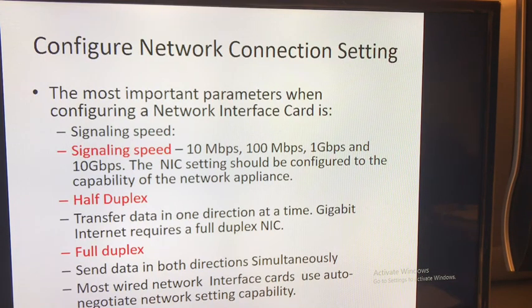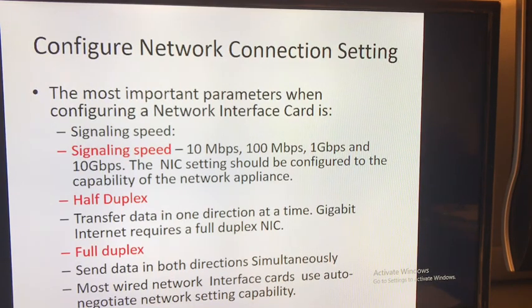So suppose you have a switch that is a gigabit switch, and you have an old network interface card that supports only 100 megabits. Regardless of how fast the network is, that specific computer that has an old network interface card that supports only 100 megabits per second will not be able to enjoy the full performance of the speed of your network. The network interface card setting should be configured to meet the capability of the other network appliances.